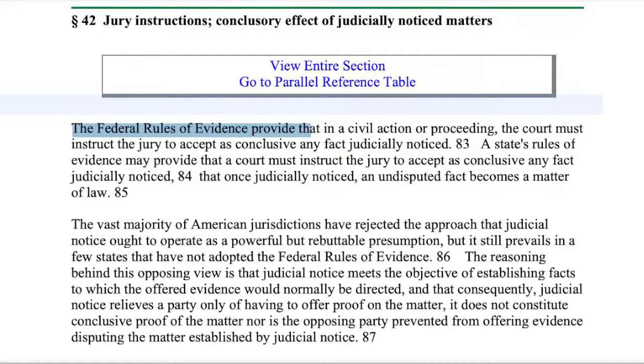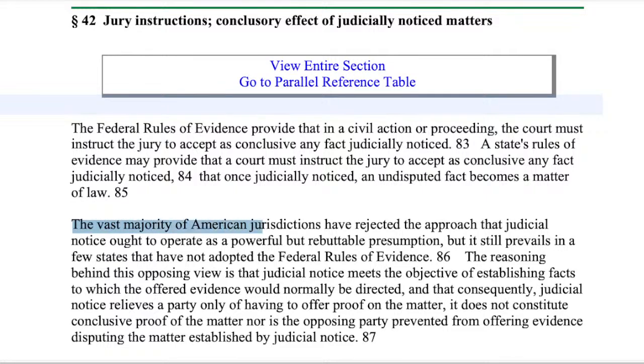The federal rules of evidence provide that in a civil action or proceeding, the court must instruct the jury to accept as conclusive any fact judicially noticed. Oh, civil action, right. Okay, so in the criminal, not necessarily, I think we read earlier. A state's rules of evidence may provide that a court must instruct the jury to accept as conclusive any fact judicially noticed. That once judicially noticed, an undisputed fact becomes a matter of law.